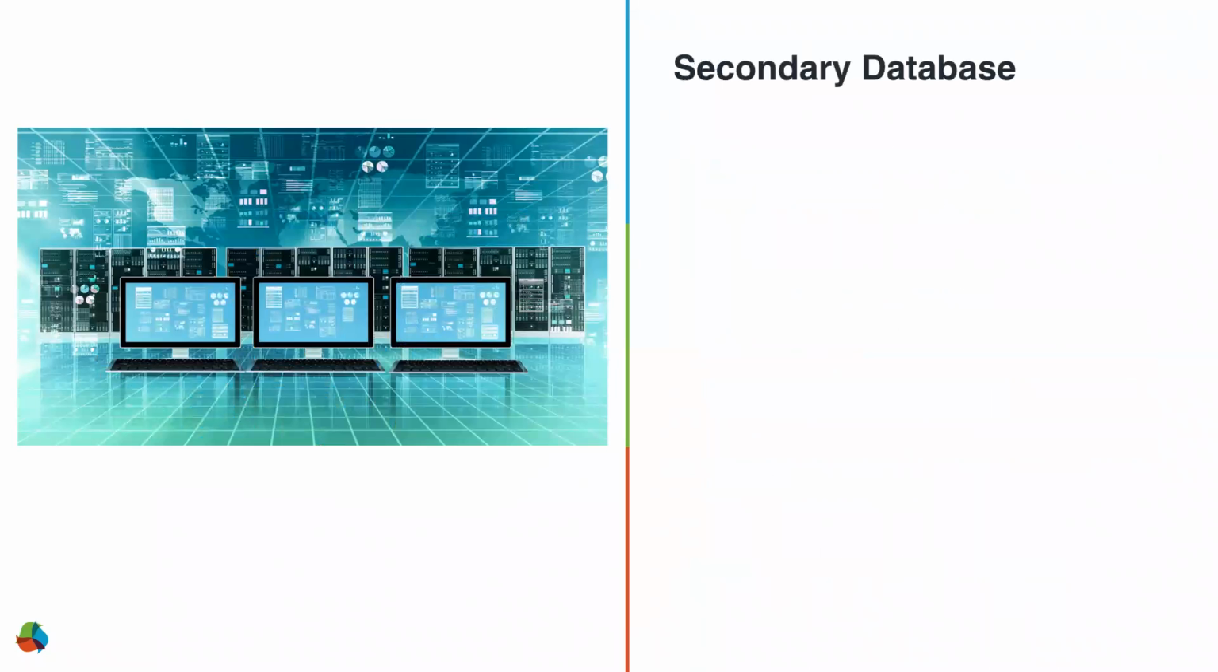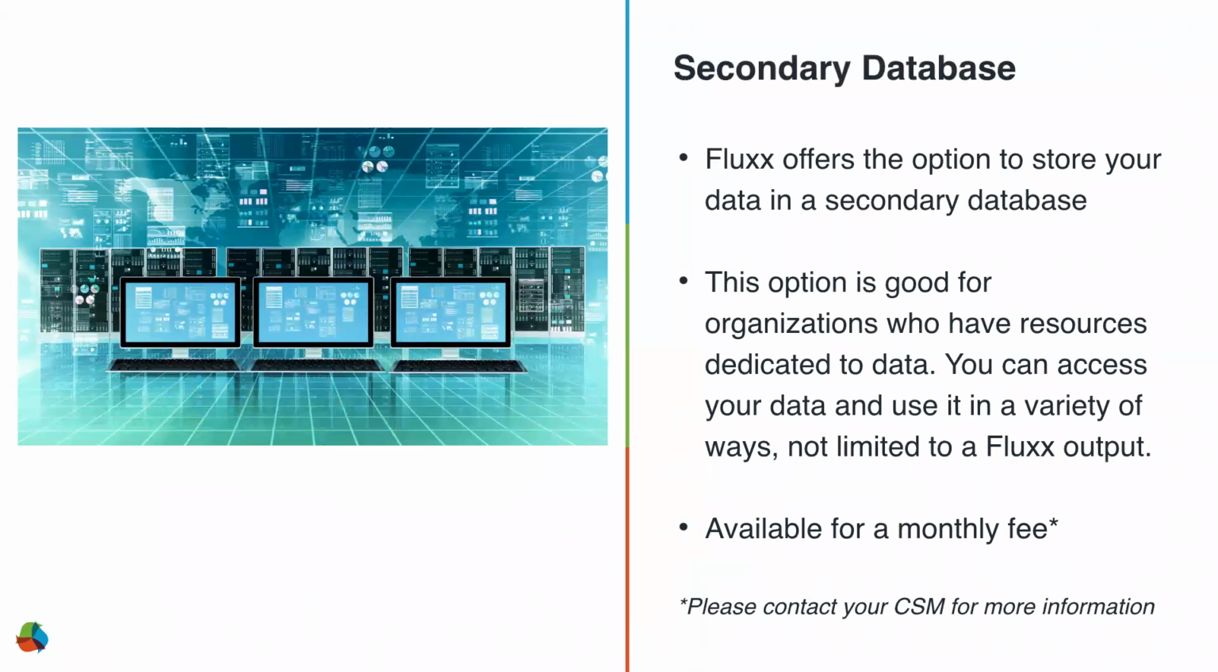You can also utilize a secondary database, which can connect to tools like Tableau to provide you with another reporting option outside of Fluxx. This can give you more flexibility to use the tools that you're used to and create great visualizations with your data. Again, this would require other resources to create and maintain these reports. And using a secondary database does come with an additional fee that you can discuss with your CSM.